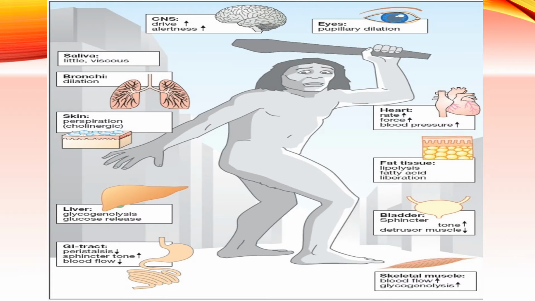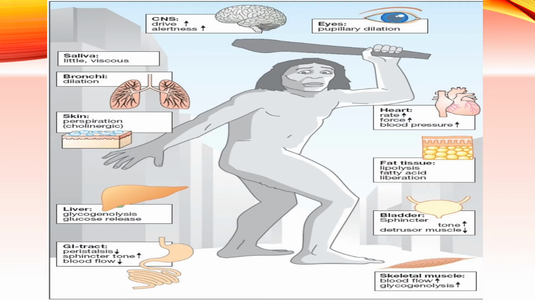It will cause perspiration. For our fat tissue, there will be lipolysis or the breakdown of our fats, and then there will be liberation of it in our body to provide more energy. While the liver will perform glycogenolysis and glucose release, again as a form of energy to sustain our sympathetic innervation or the fight-flight mode.